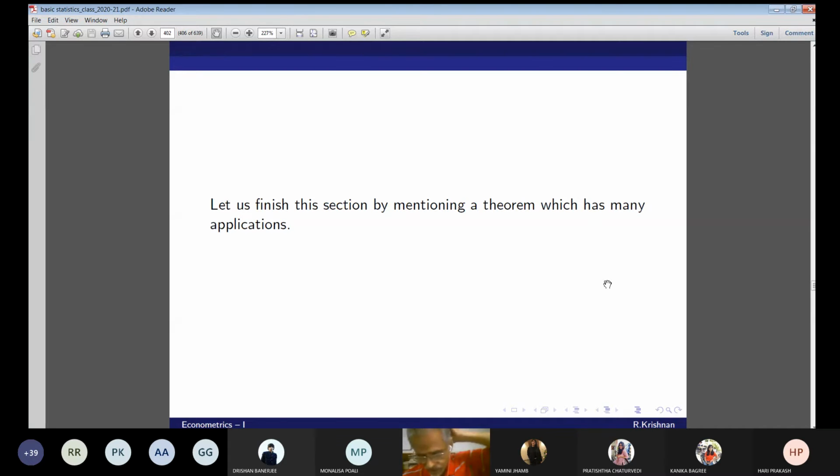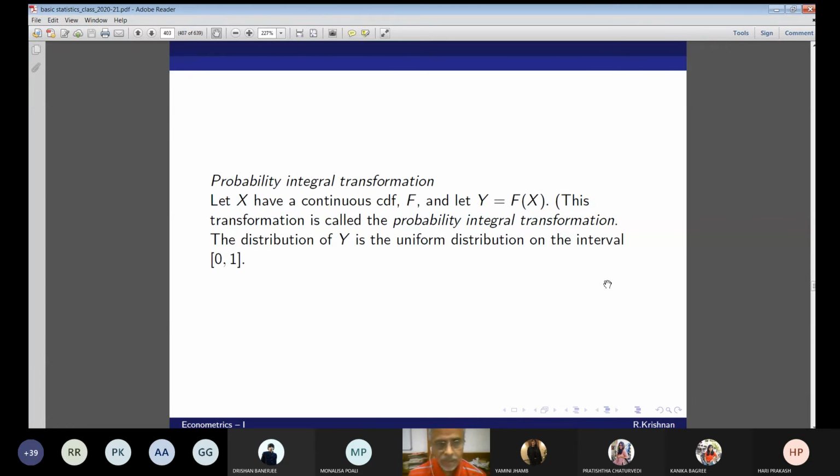What is a transform? If something cannot be done in a particular domain, it's possible to transform it to another domain where everything is possible. So do it there and do the inverse of it to get the answers in the original domain. This is the simplest stuff. Look at this. Probability integral transformation. What is that? Let X have a continuous CDF F. Then Y is equal to F(X).